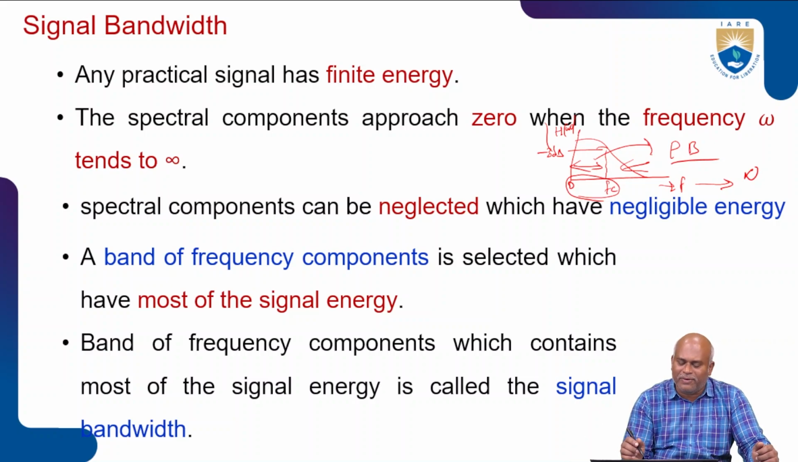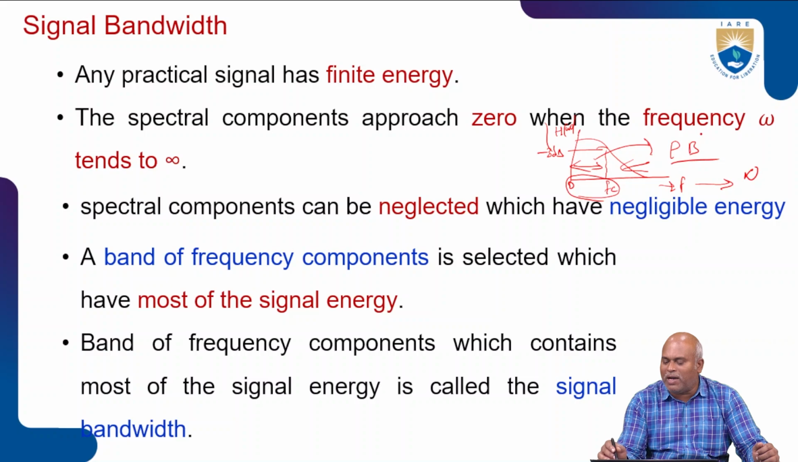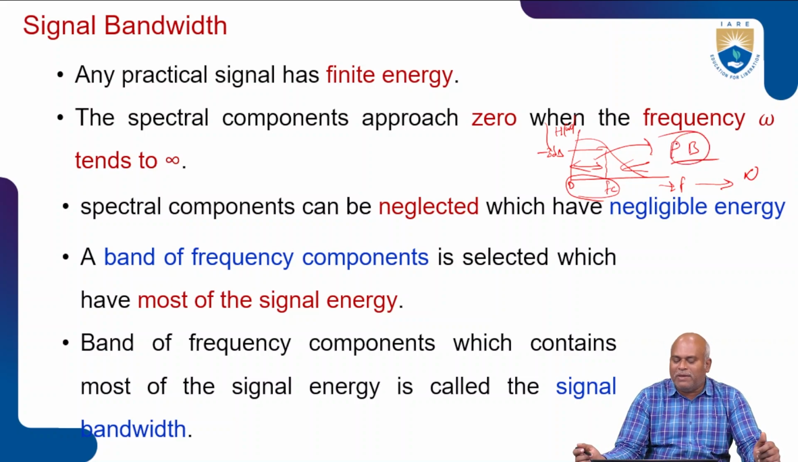But in the case of the band pass, that is the pass band condition, the band of frequency components is selected which has most of the signal energy. This portion only has the most energy. For example, take voice communication. Human voice frequency is represented as 0 to 320 Hz. In this 320 Hz, most of the energy is present. After 320, there is no energy. In between, most of the energy is there.